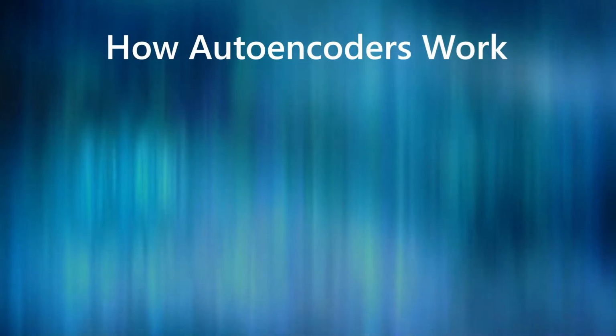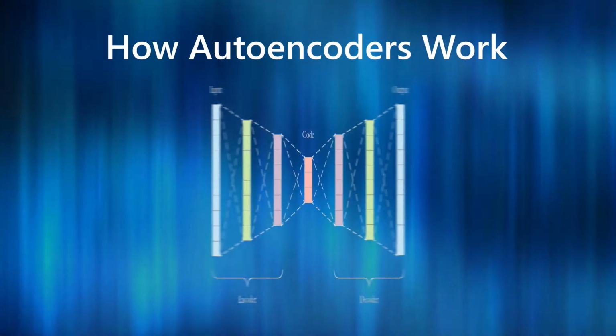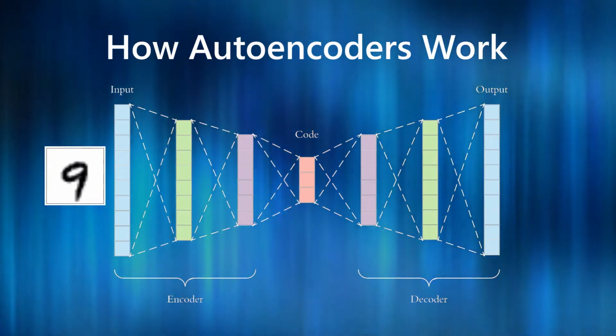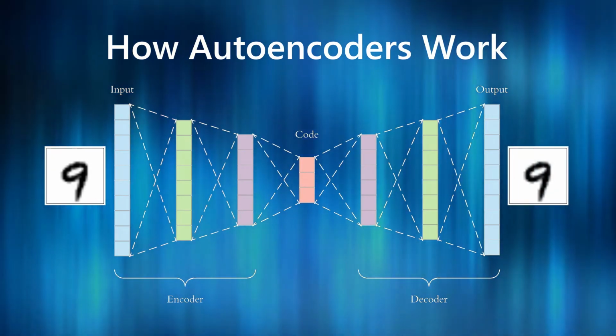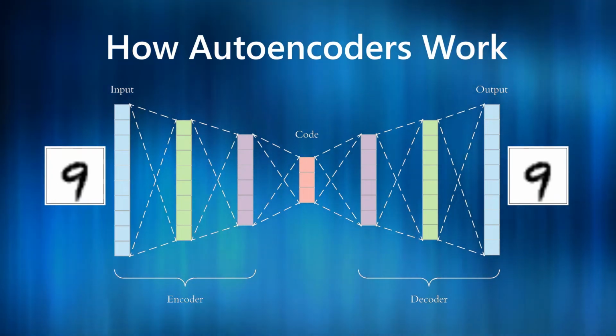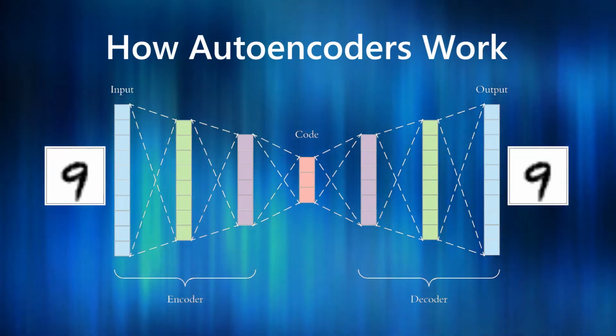So what does an autoencoder do exactly? It takes in an input, crunches it through a deep neural network, and if trained properly, spits out the exact same data it was fed. So why is that so special? Well, I'm glad you asked. The secret is in the bottleneck.